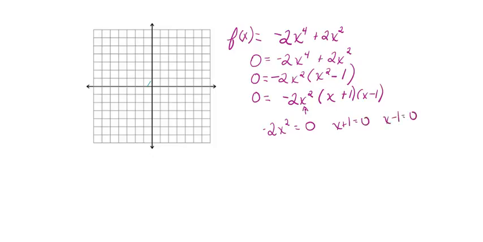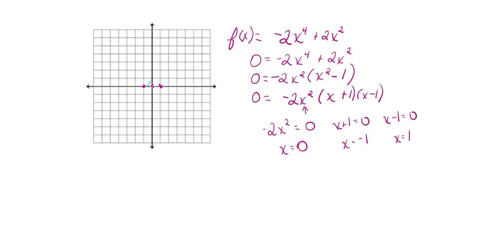So if I solve for each of these, I can solve this. This is easy. It's just 0. This is x equals -1, and this equals x equals positive 1. So I know that my graph is going to cross the x-axis at 0, at -1, and at positive 1.